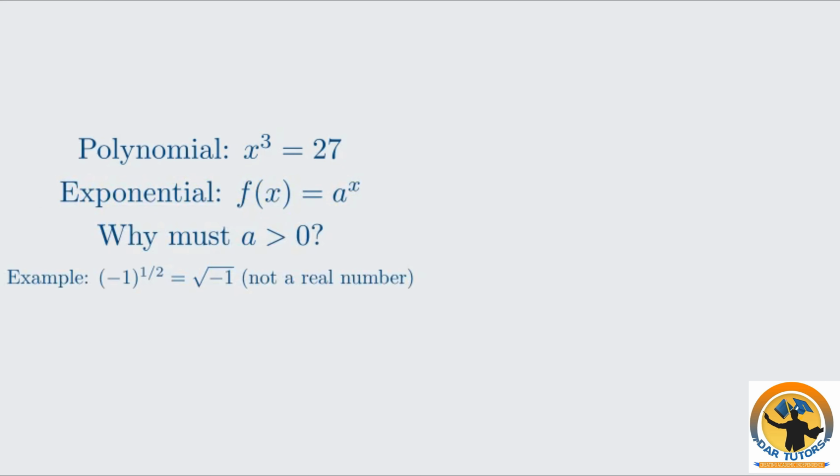For example, what is negative 1 to the power of 1/2? It's the square root of negative 1, which is not a real number. So, to keep things consistent, we restrict the base, a, to be positive.